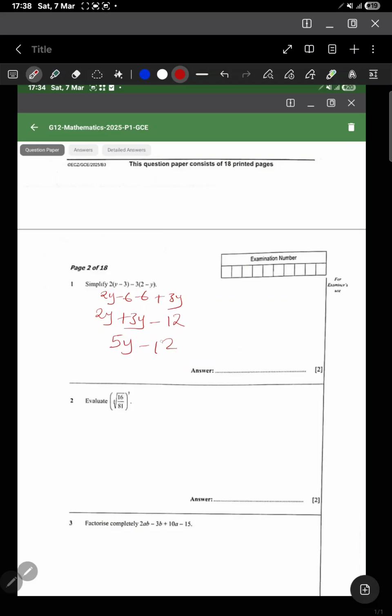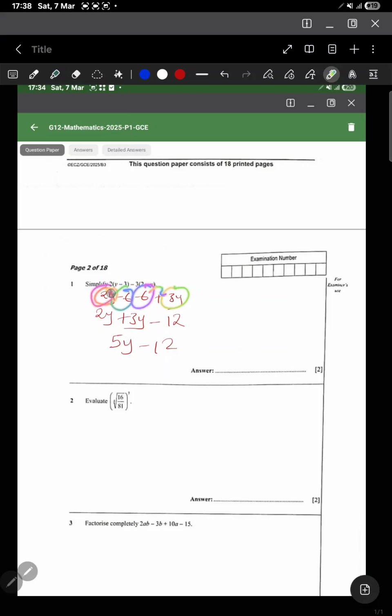By doing this, we've simplified this algebraic expression, meaning we've made it simple. If you have brackets, make sure you kill them by multiplying the scalar, which is 2, with what is inside. You also multiply the scalar negative 3 with what is inside. After expanding, you look for possible like terms: the 2y and the 3y, and then negative 6 and negative 6.